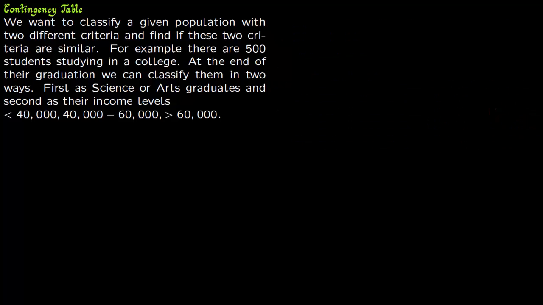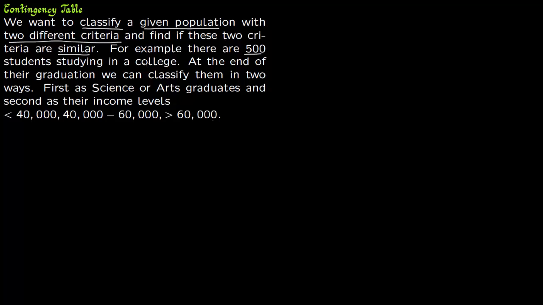Now we talk about the contingency table. Say we are given a population and we want to classify this given population with two different criteria. And we want to find out if these two criteria are similar or different, similar in the sense of statistics. So let us see an example.